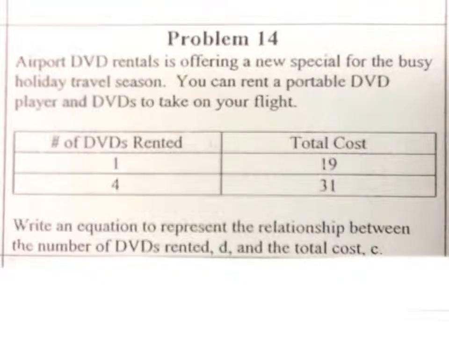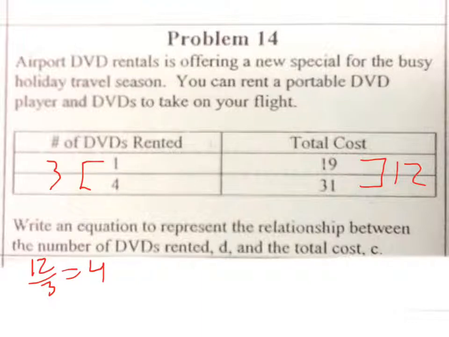On problem 14, airport DVD rentals, so this is kind of the table telling you the cost and stuff. Well, you need to first figure out what the cost is for each DVD. Well, you have to figure out what's the change in DVDs. Well, that's 3. From 1 to 4 is 3. From 19 to 31 is 12. So you get, for $12, you get 3 DVDs, which is going to be $4 per DVD.